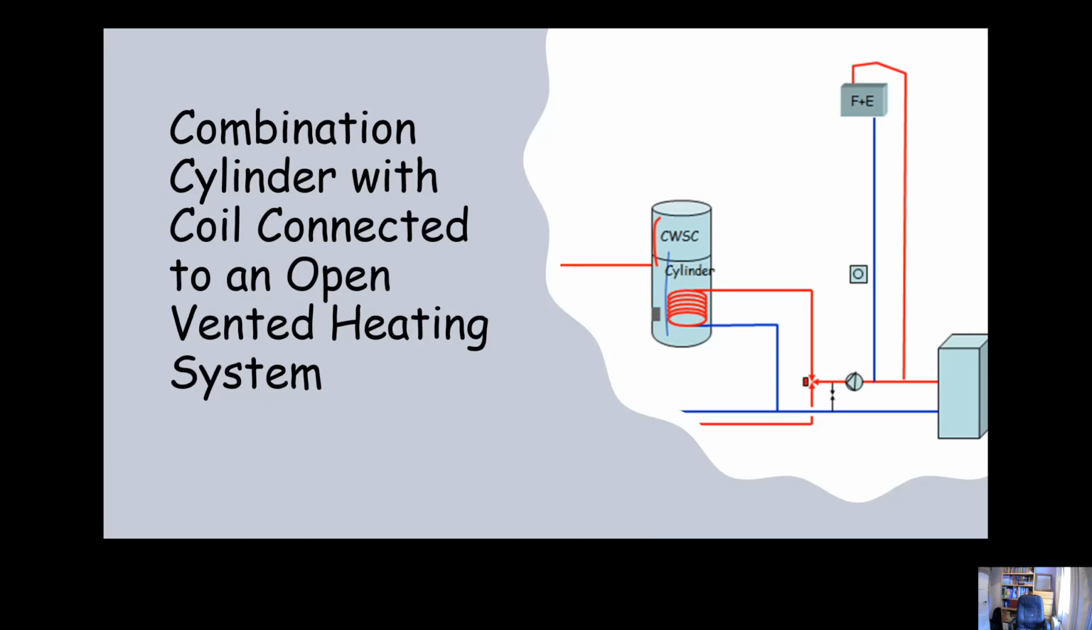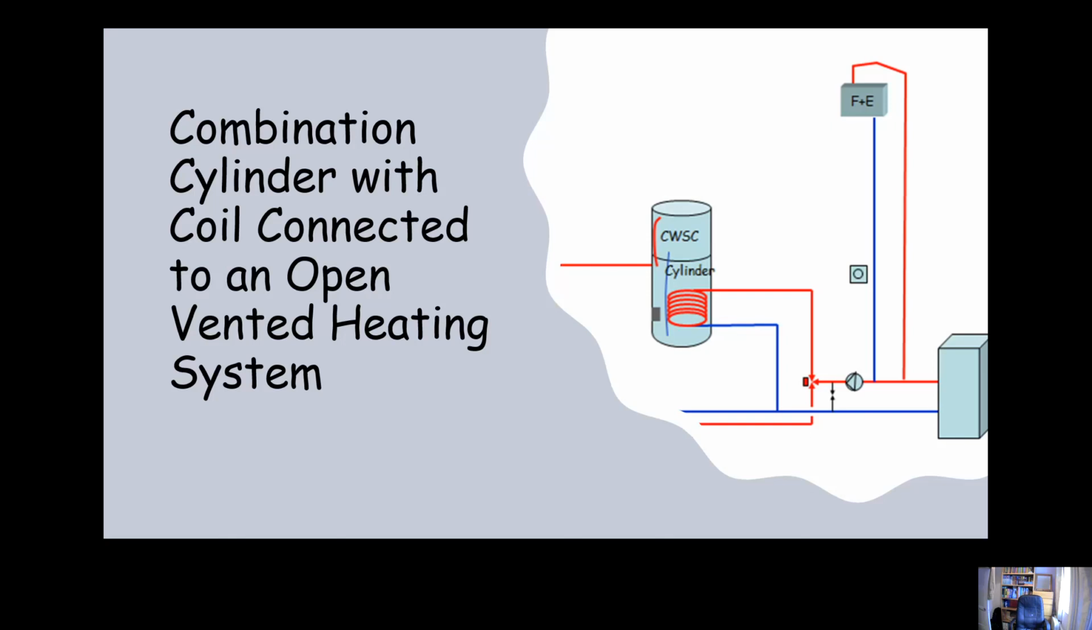This is an example here. So the combination cylinder connected to an open vented heating system. You can see we've got the cold water storage system here fitted right on top of the cylinder. There is a cold feed pipe which runs down the side of the cylinder, and the vent pipe which runs up the side of the system. So it's all built into one unit.